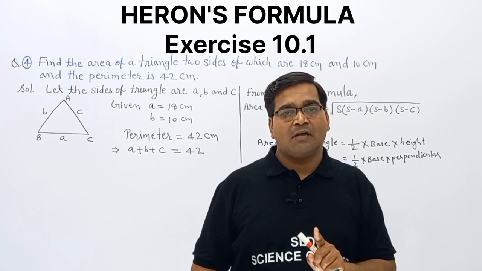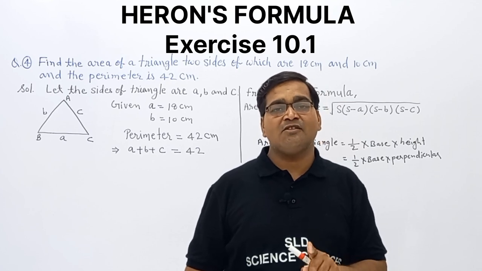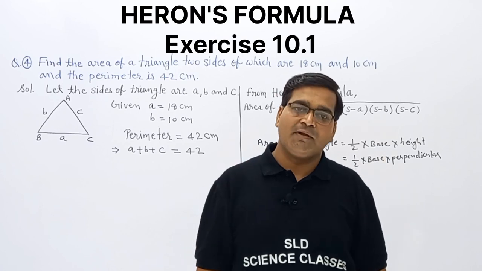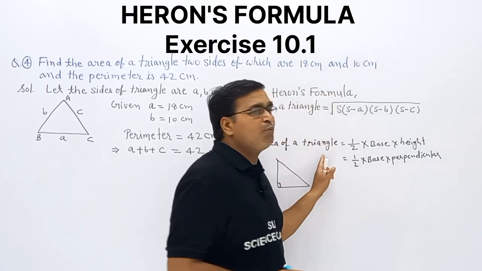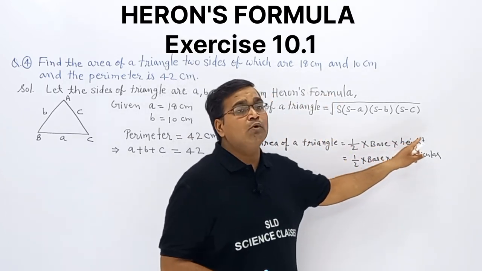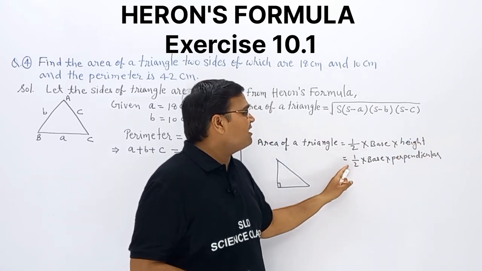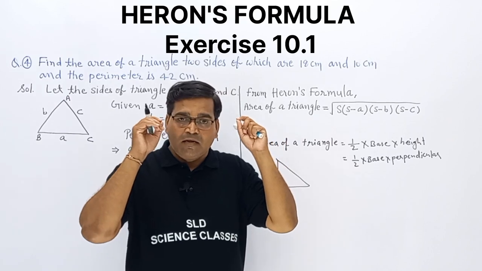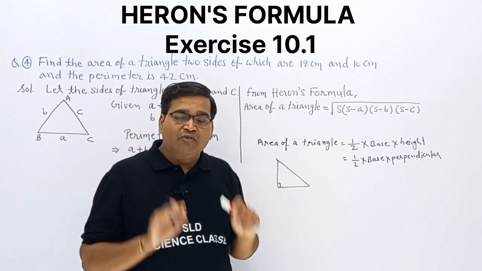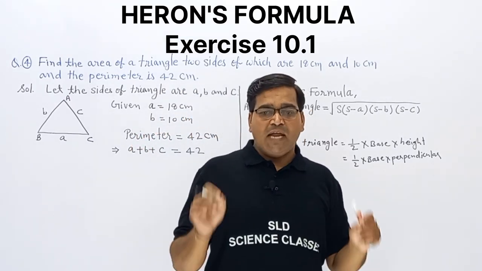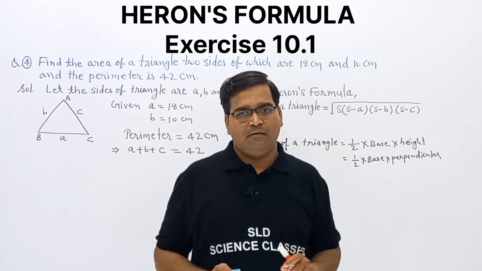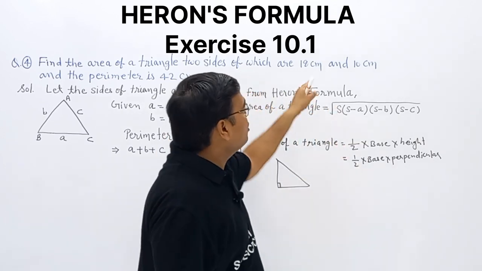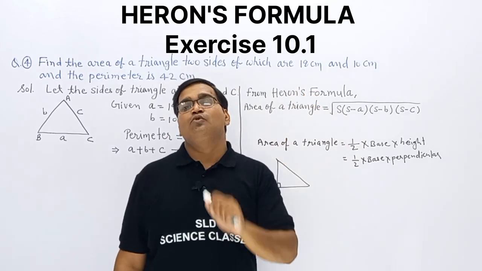Clear? I hope you understand these things: when we use Heron's formula and why we are studying it. Already we studied that the area of a triangle is 1 upon 2 base into height, and for a right triangle we use 1 upon 2 base into perpendicular. But if we have a triangle that does not have a known height, we do not have an exact idea of the height, then Heron's formula is very useful.